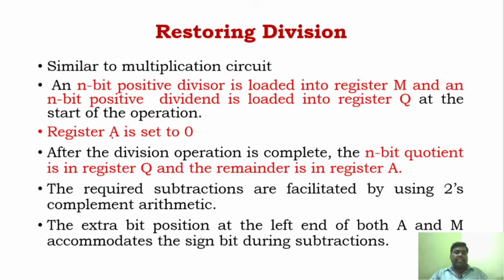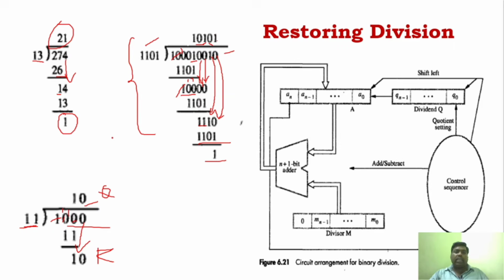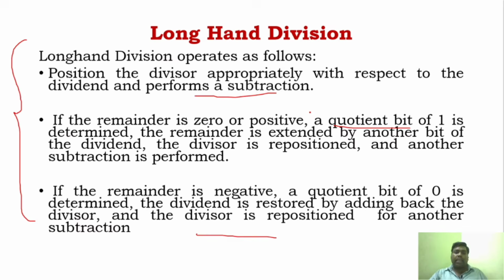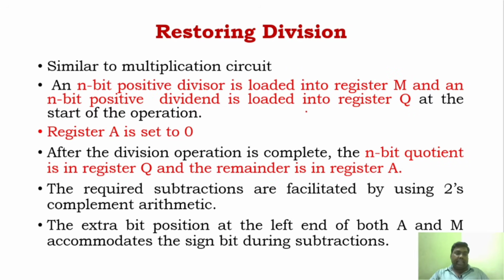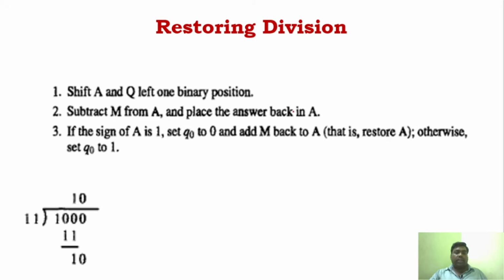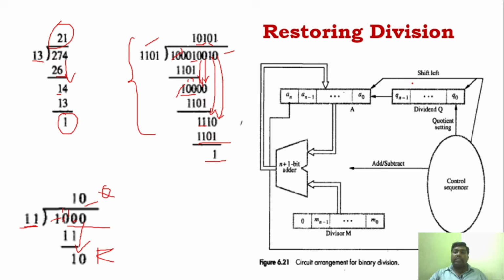This logic just explains how the circuit works. I'll explain the restoring division circuit a little later. Now we will see the logic of it. You can see you have 2 registers: one is the accumulator, A, and another one is Q.